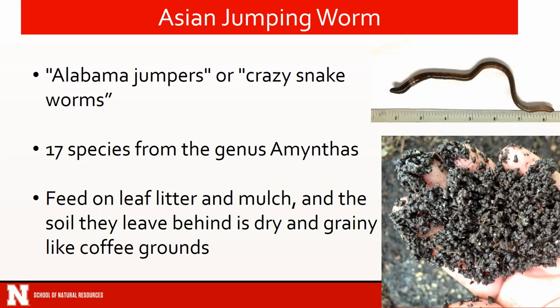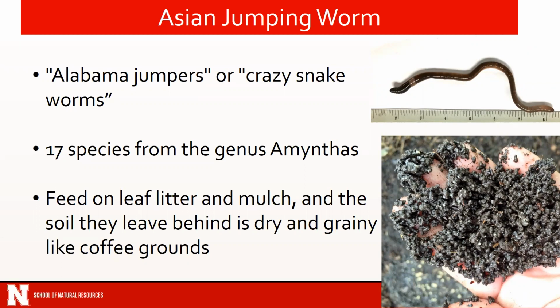But Asian jumping worms encompass 17 different species of worm, all in the genus Amynthas. They're very hard to identify from our earthworm unless you have them right next to each other. Taxonomically, they're really hard to tell just by looking, but their behavior gives us a good identification tool.